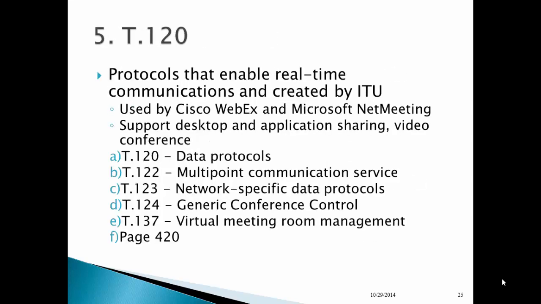Okay, the last factor that affects video over IP is the T120 protocol. T120 is a suite of protocols that enables real-time communication, created by ITU, used by Cisco WebEx and Microsoft NetMeeting, and supports desktop application sharing and video conferencing. As I mentioned before, T120 is a suite of protocols. So here is a list of the protocols as indicated in the book.